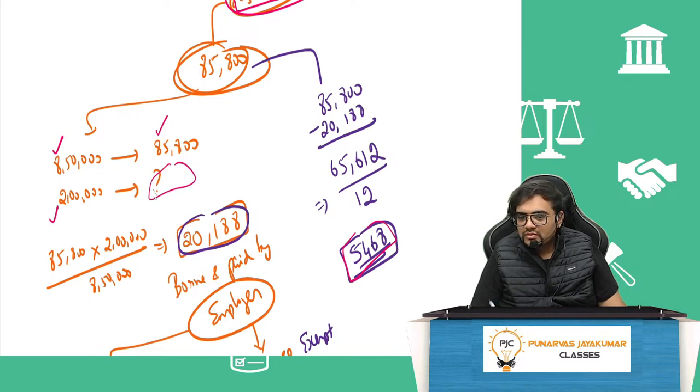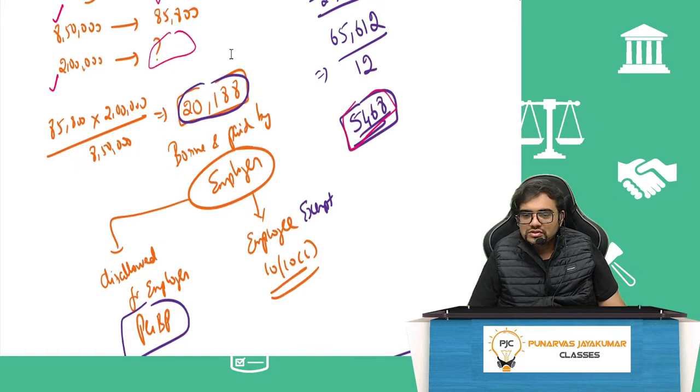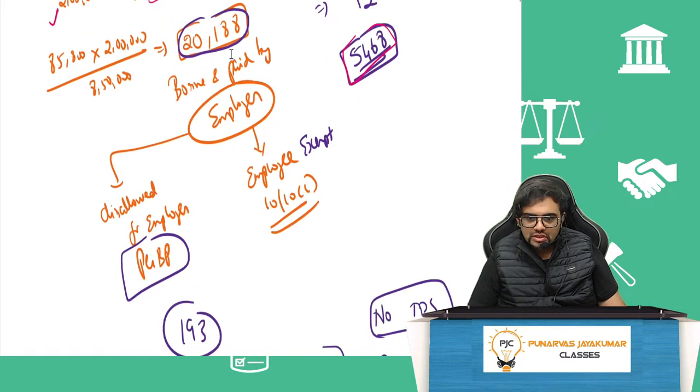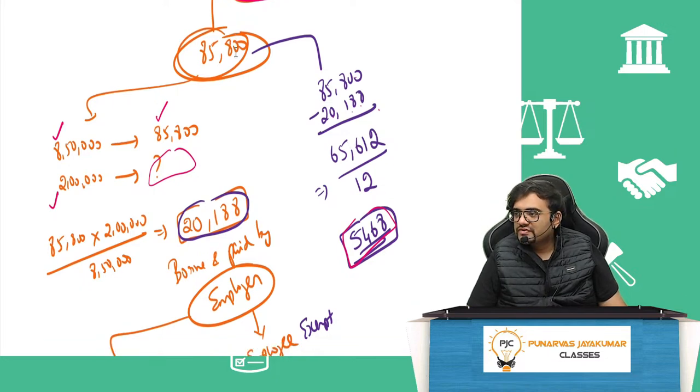For 2 lakh rupees, what would be the tax? For 2 lakh rupees, tax would be 20,188 rupees. This 20,188 is borne and also paid by the employer. It is borne by the employer and paid by the employer also. So this amount of 20,188 is disallowed for the employer under PGBP, and for the employee, it is exempt under 10(10CC), which we just saw now. And how much will the employer deduct? 85,800 minus 20,188, because the 20,188 they will fully pay. Balance 65,612 divided by 12. So 5,468 will be the deduction every single month.